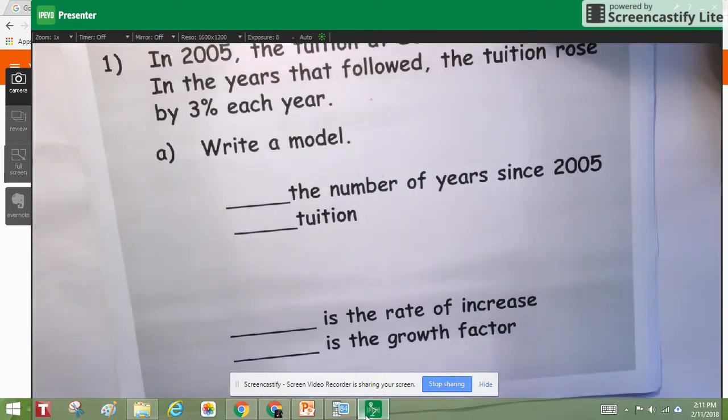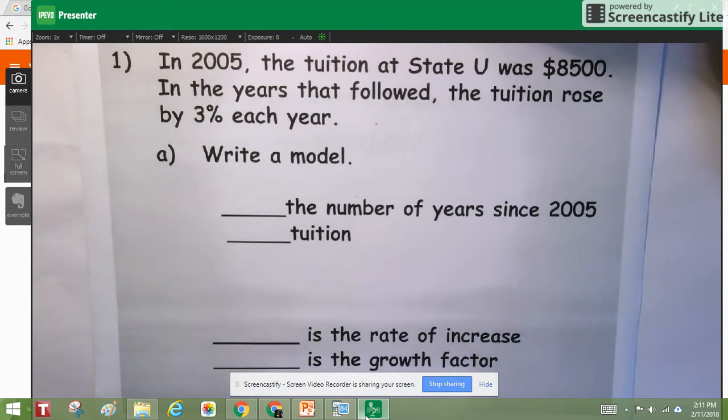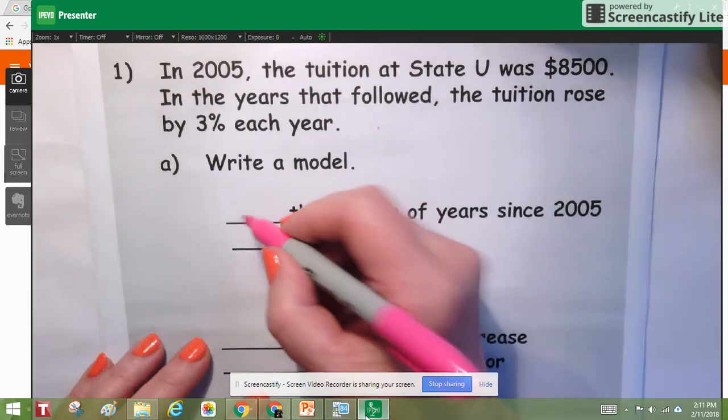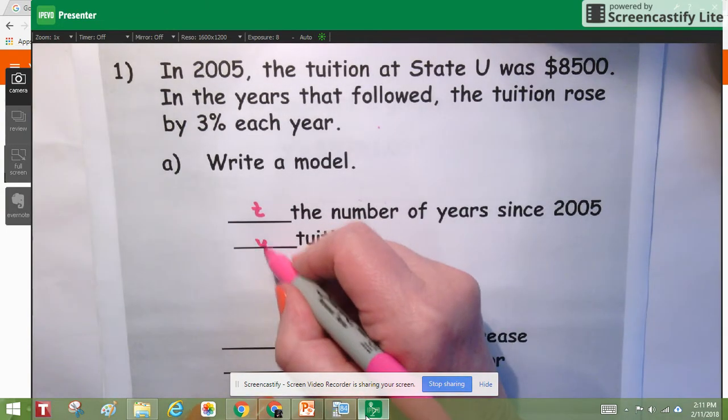So let's go ahead and take a look at an example. In 2005, some state university charged $8,500. In the years that followed, the tuition rose 3% a year, and it wants us to write a model. Anytime you want to write a model, y and t should be your variables. So if we define our variables, the number of years since 2005 would be our t, and the tuition is going to be our y.